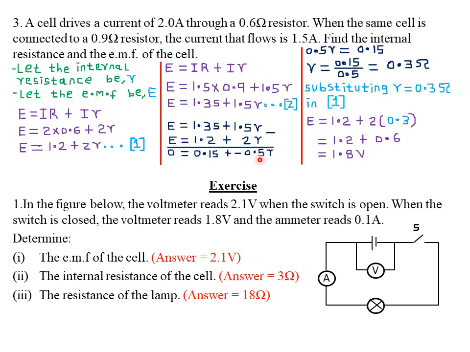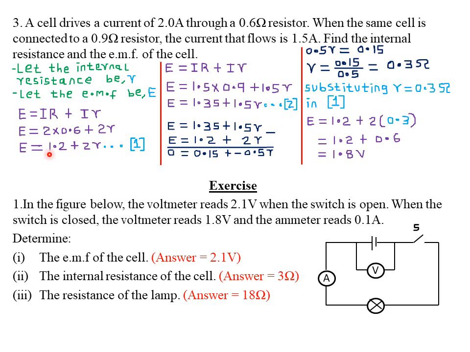Then I want to take negative 0.5R to the left-hand side so that it becomes positive. So I have positive 0.5R equal to 0.15 on the other side. If I want the value of R, I just divide both sides by 0.5. So R is equal to 0.15 divided by 0.5, which gives me 0.3 ohm. Then substituting the value of R in the first equation so that I solve for the EMF E, I'll have the following.